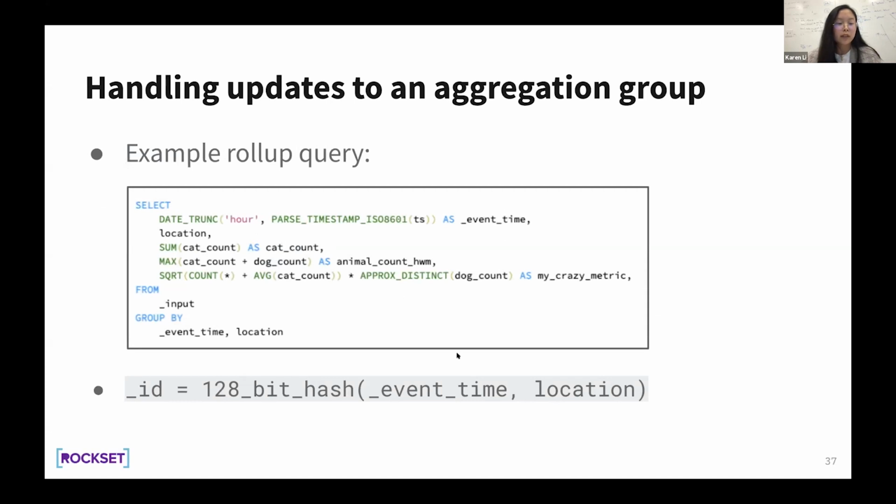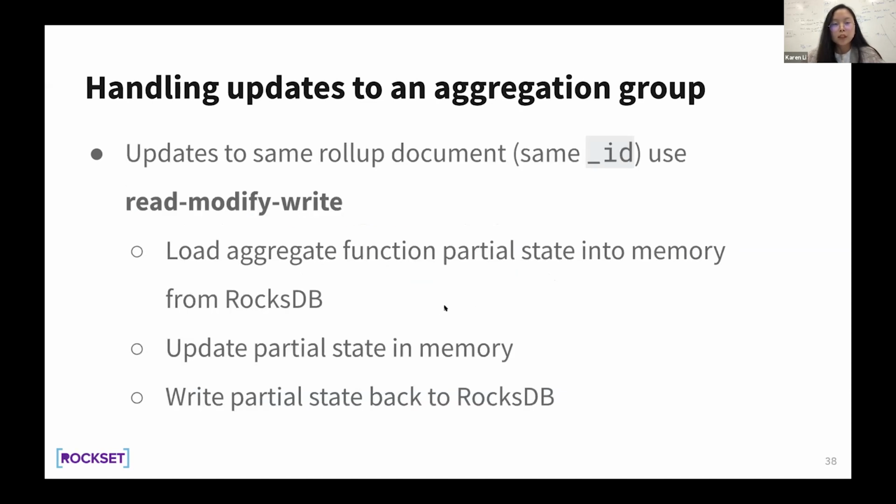So going back to our favorite example here, we see that we're grouping by event time and location. What this means is that every document in this rollup collection is going to have an _ID field with the value of the 128-bit hash of the event time and location. And so when you get updates to the same aggregation group, you'll know that they're actually going to the same rollup document because the _ID value is the same. And so we take advantage of the existing upsert semantics.